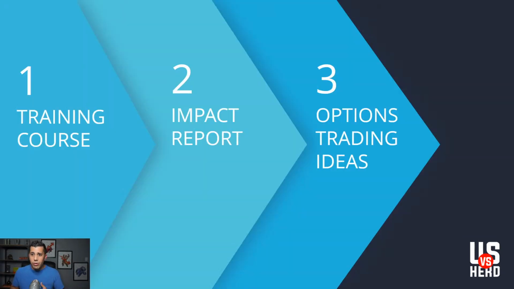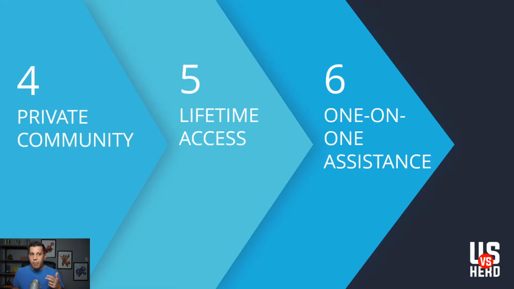So what it comes down to, Us versus Hurt Academy, what this person is going to get: the training course, the impact report, and this is going to be a lifetime membership, the options trade ideas, access to our private community through our Discord, which also offers option flow tools. And then I also do one-on-one assistance with the people that are in the UvH Academy.